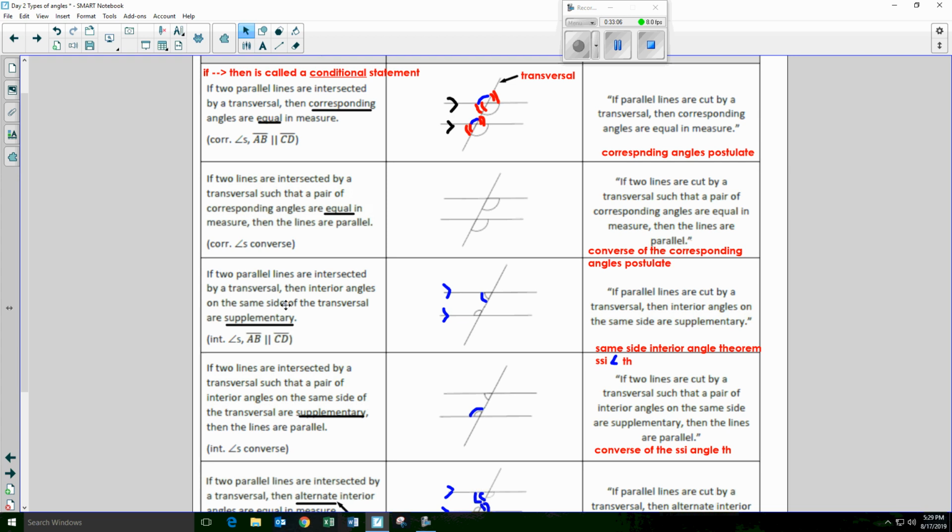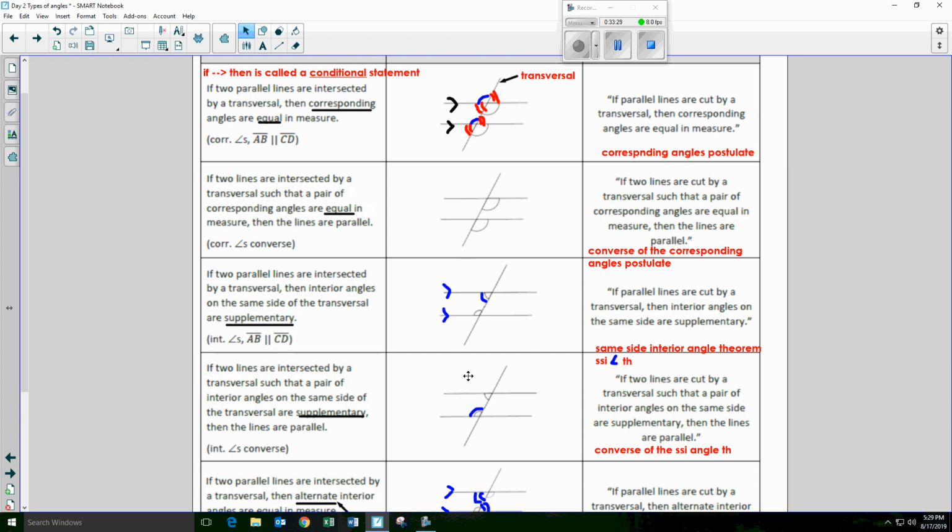Okay, so the next type, again, we start with parallel lines cut by a transversal right here. If we know that's true, we already know corresponding angles are congruent. We also know interior angles on the same side of the transversal are supplementary. I usually call it same side interior angles, or supplementary, instead of saying it as is right here.